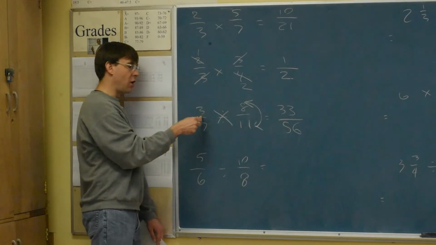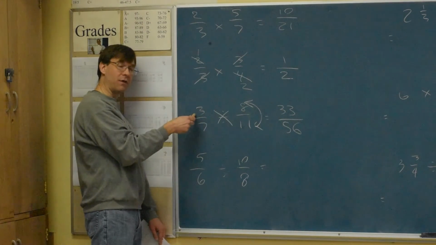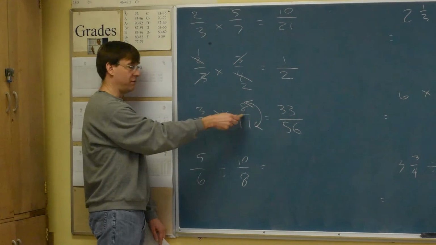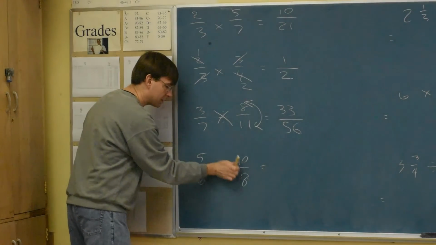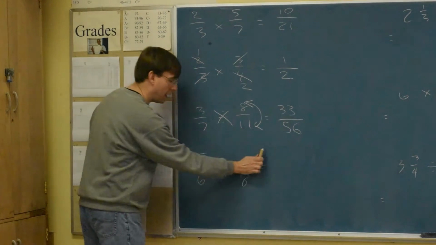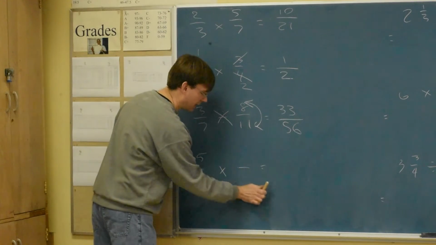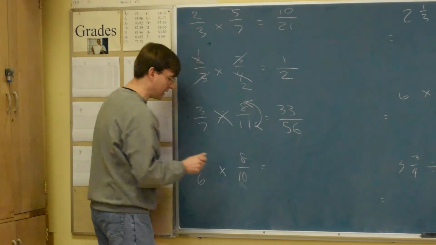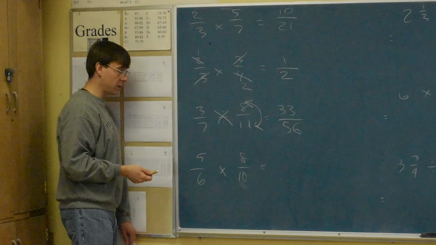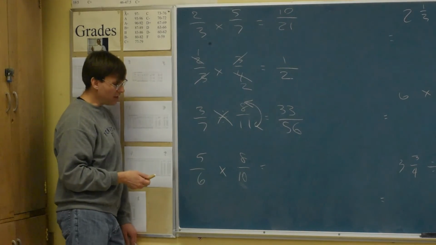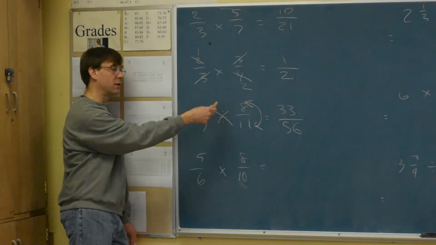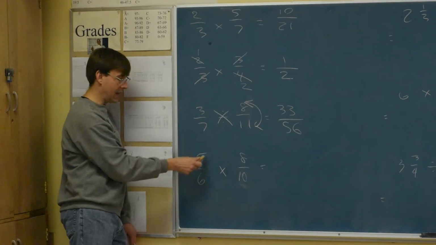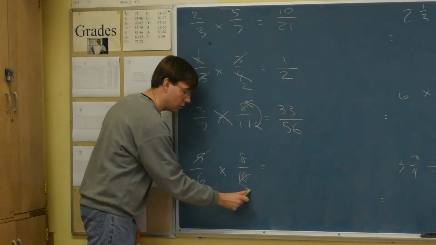Sometimes people will say copy, change, flip. You copy the first one, change to multiply, flip the second one. If you like thinking that way, that's fine. This is another divide, so I'll multiply. It's another one where we need to flip that second one, and then we go to work. If it's me on this one, I think I'd cancel. You couldn't do any canceling here, so I didn't talk about it. But this I can cancel, because 5 into 10 goes twice.